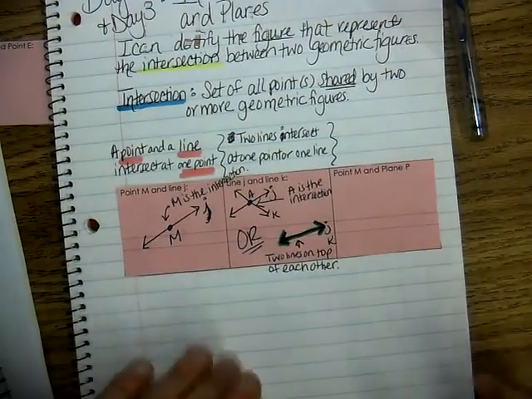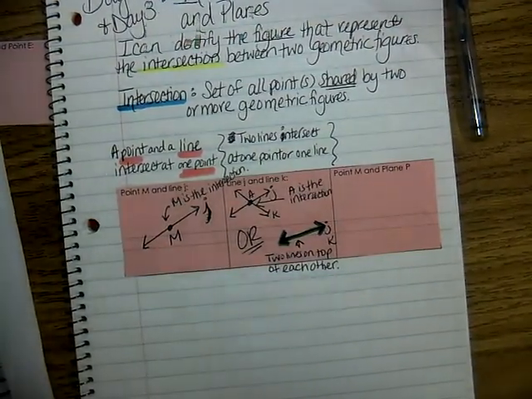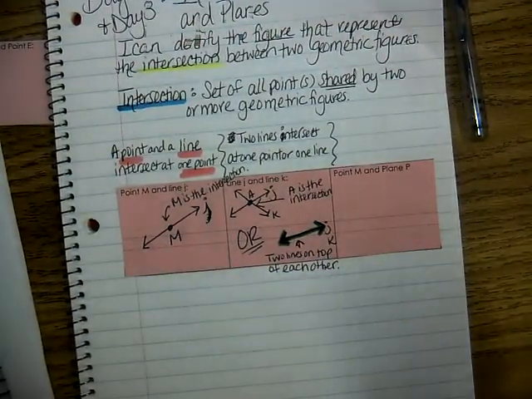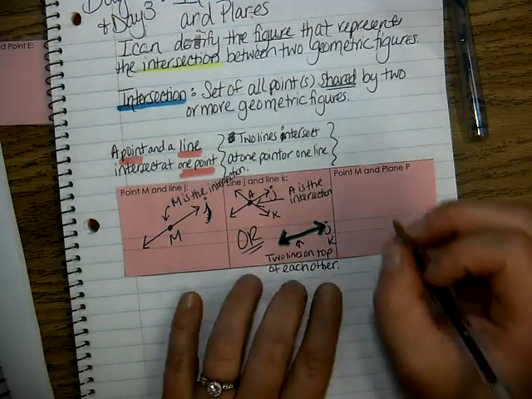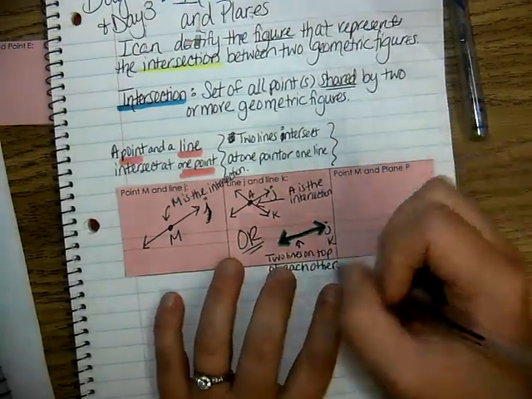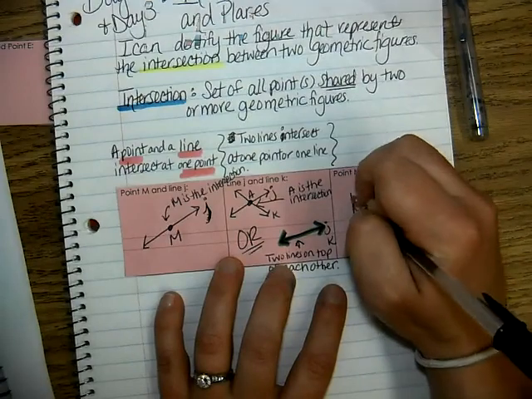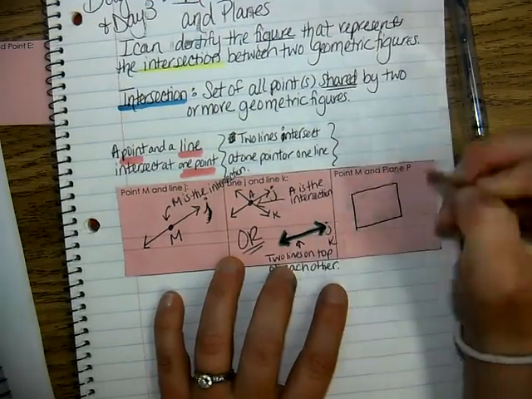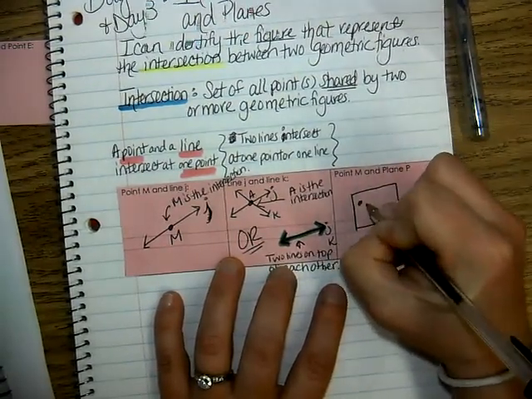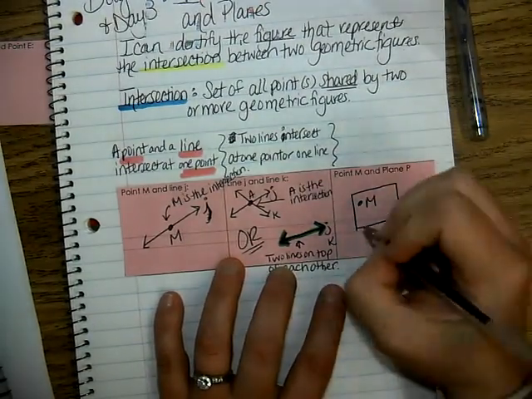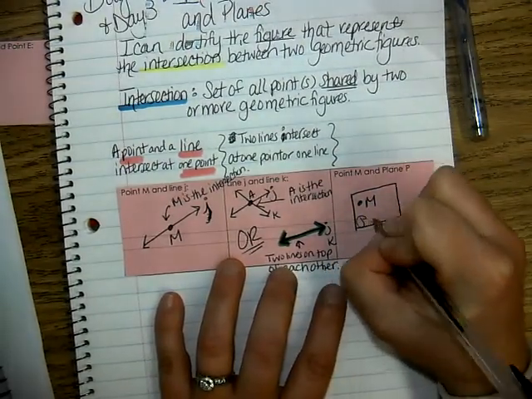So those are the two ways in which you would have two lines that would intersect each other. The next one is a point and a plane. So how they can intersect is you could simply have a plane and a point within the plane. So here is point M inside of plane P.